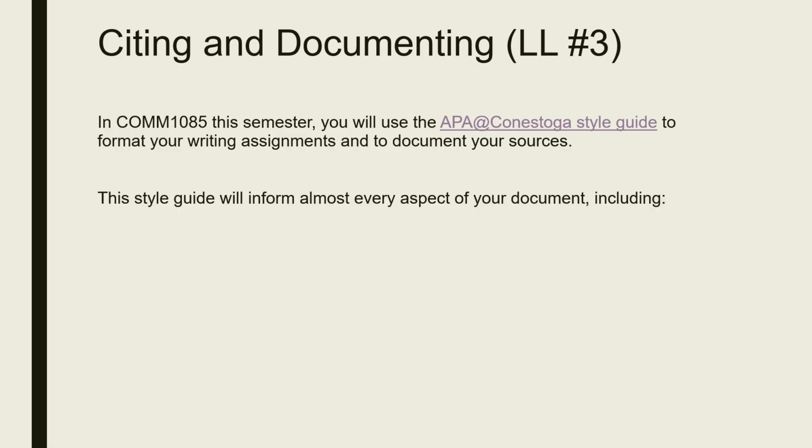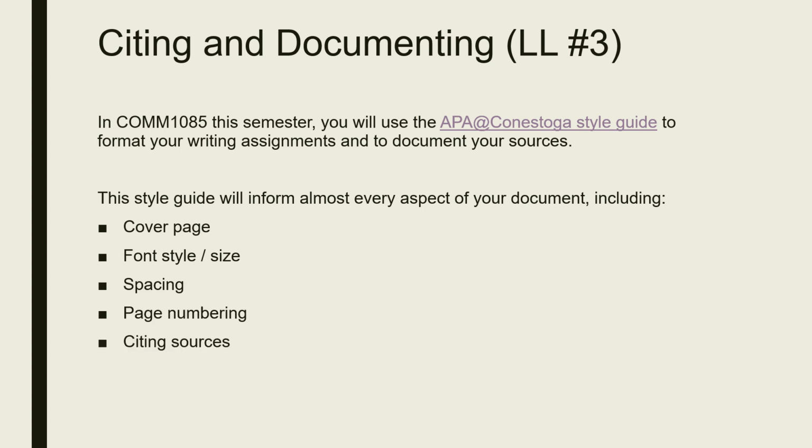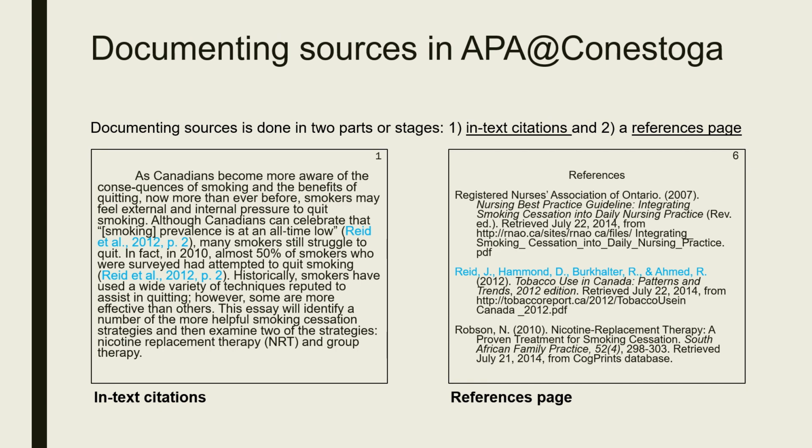This style guide will inform almost every aspect of your document, including the cover page, the font style and size, the spacing, the page numbering, how to cite your sources, and a lot more. So documenting sources is done in two parts or two stages. The first is in-text citations, and the second part is a references page.